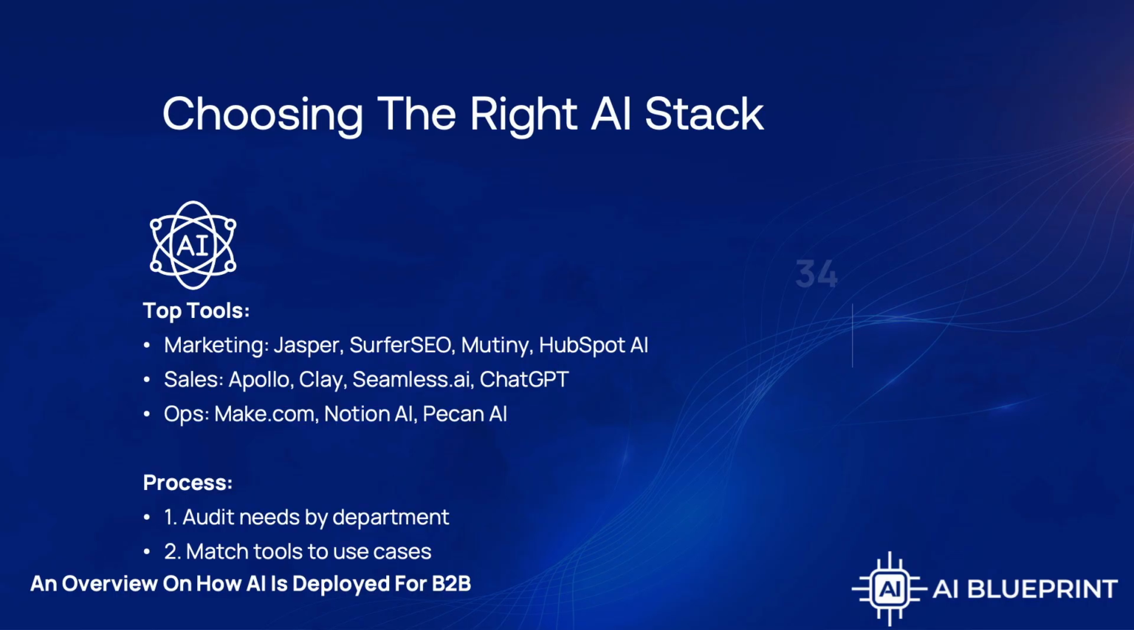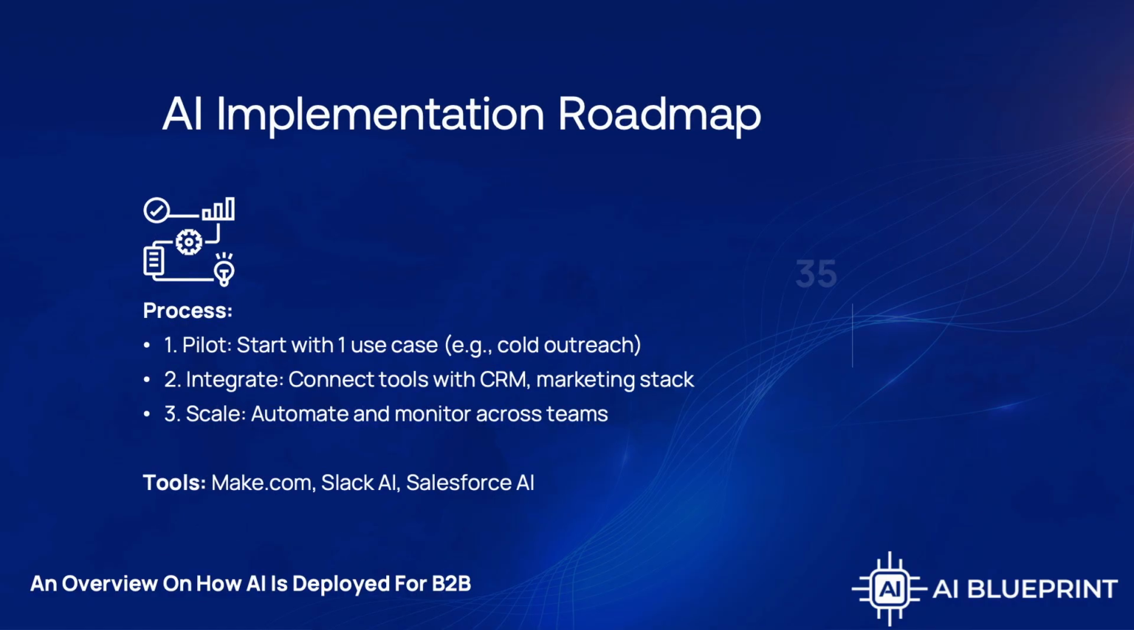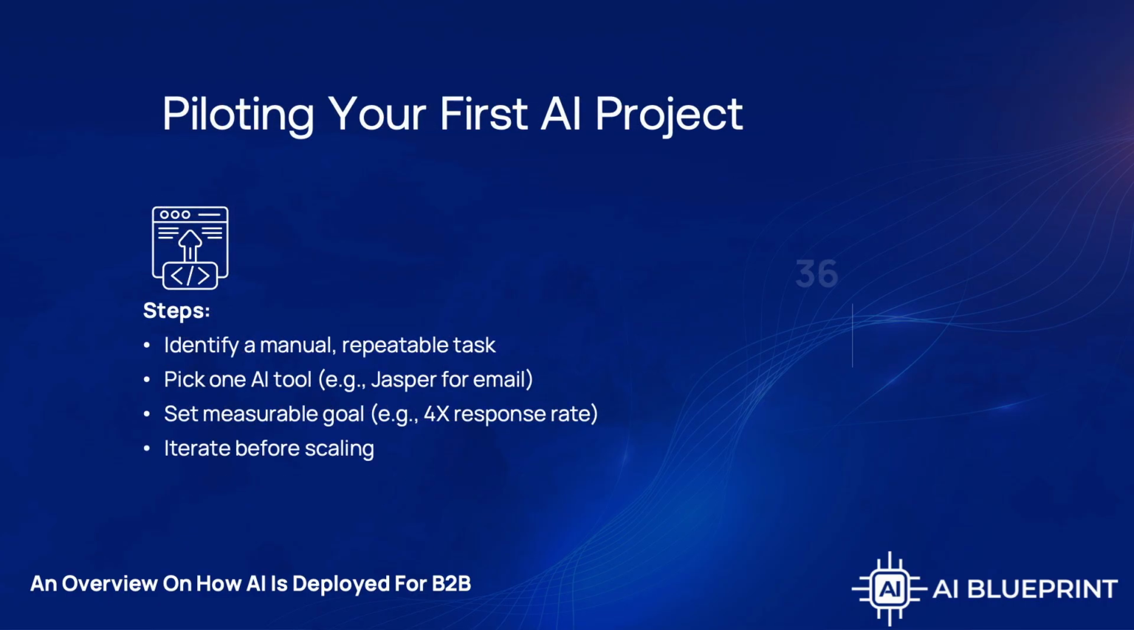So we record needs by department. We match tools to use cases. We then pick the processes. We need to start with one use case. This could be cold outreach. We integrate, connect tools with CRM, marketing stack, and we then look at scaling. So we automate, monitor across teams. The tools really for the processes are going to be Make.com. We could use Slack AI, Salesforce AI. Make.com is going to be your foundation for the whole of your internal operations.